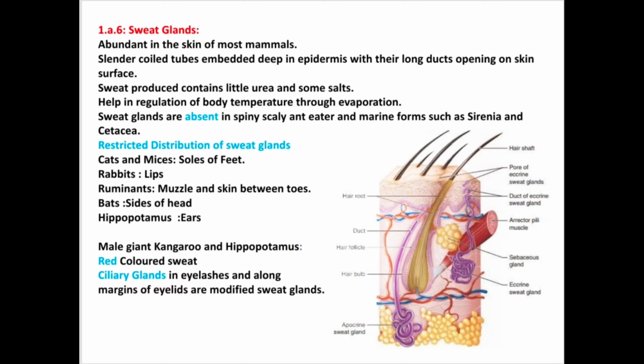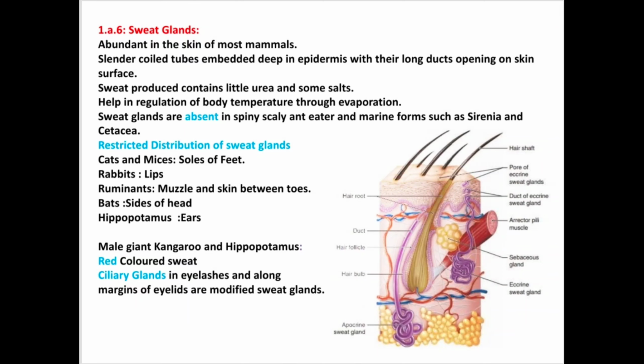Now the sweat glands. Sweat glands are sudoriferous glands. They are abundant in the skin of most mammals. They are coiled tubes embedded deep in the dermis, and the openings can directly open on the surface of the skin, or they can open into the hair root. Those directly opening on the skin surface are called eccrine sweat glands, whereas the others that open into the hair follicles are called apocrine sweat glands. Elimination of sweat helps in cooling through evaporation. It is also responsible for the excretion of certain urea and some salts.